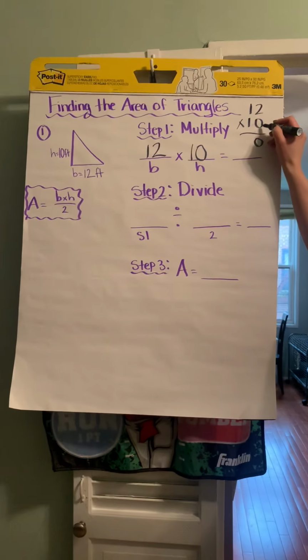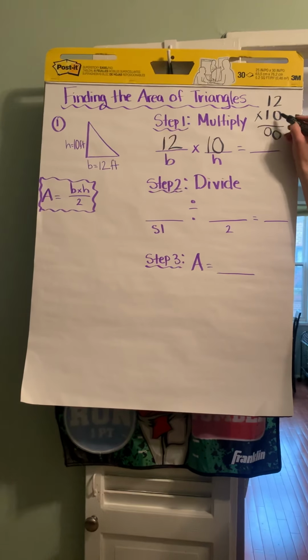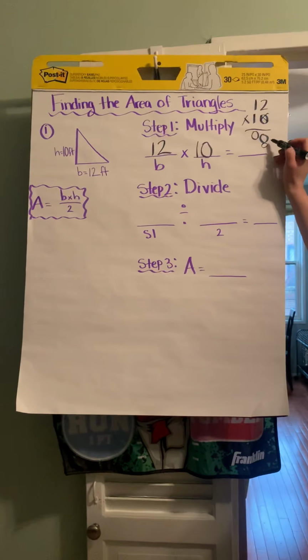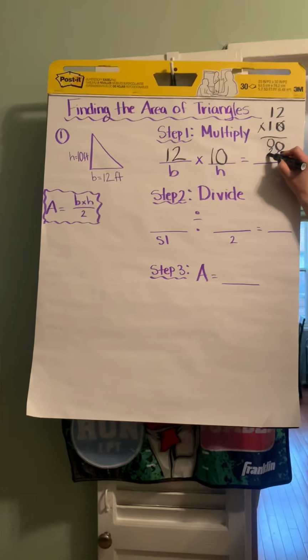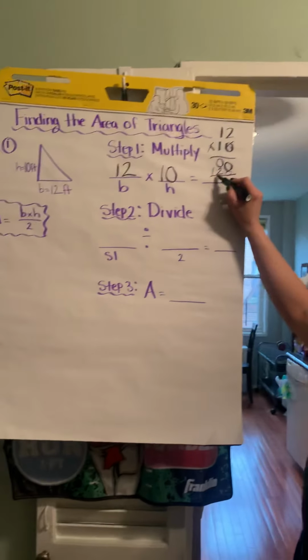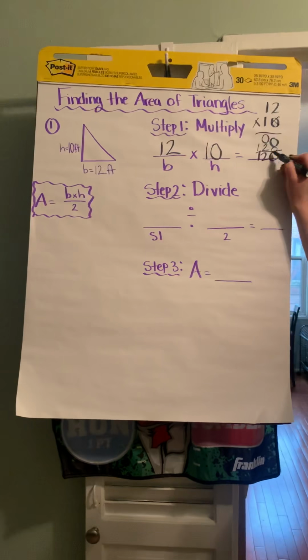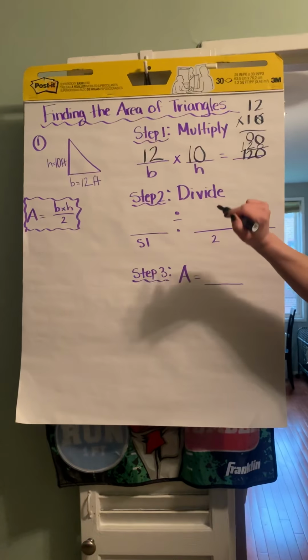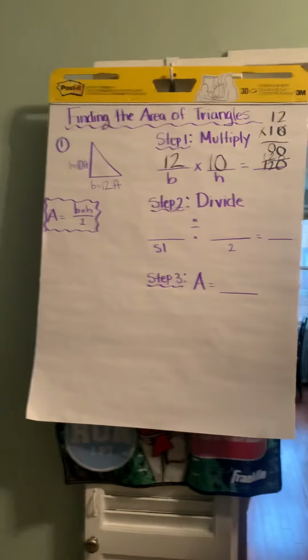0 times 2 is 0. 0 times 1 again is 0. Cross out, add my 0. 1 times 2 is 2. 1 times 1 is 1. My answer is 120. So 12 times 10 equals 120.